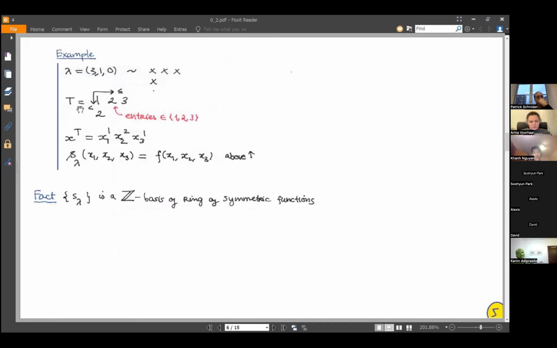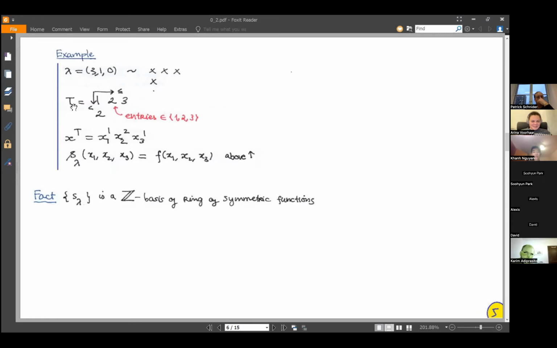For example, when lambda is 3, 1, 0, first I can associate lambda to a Young diagram. You see that in the first row I draw 3 boxes because lambda 1 equals 3, in the second row I put 1 box because lambda 2 equals 1, and in the third row I put nothing because lambda 3 equals 0.